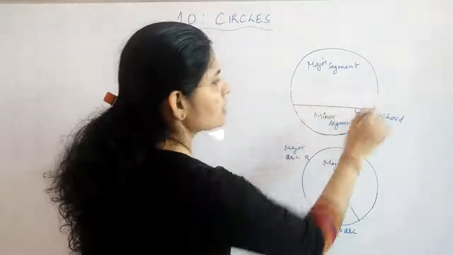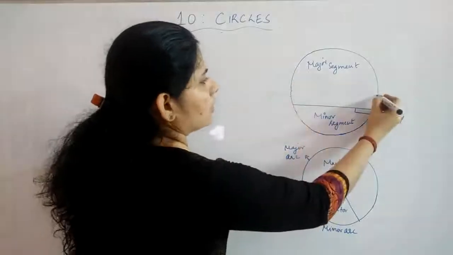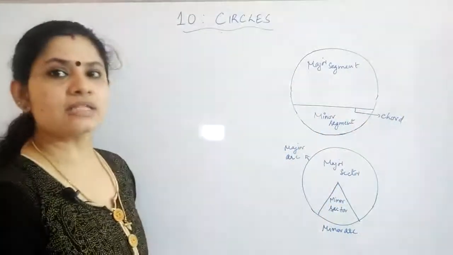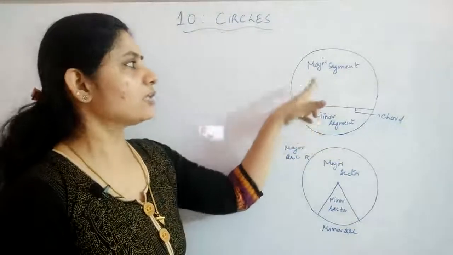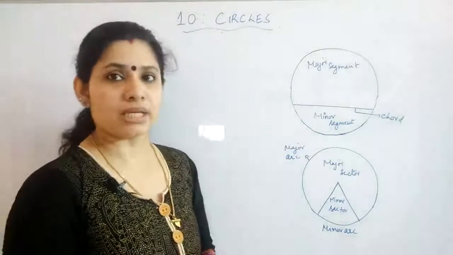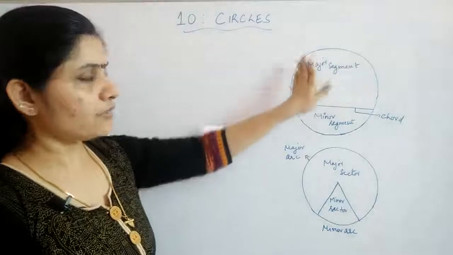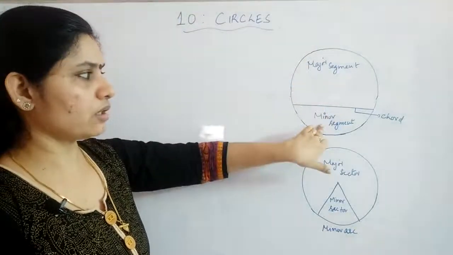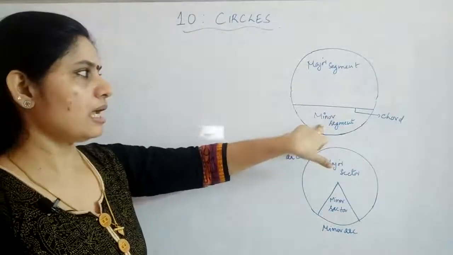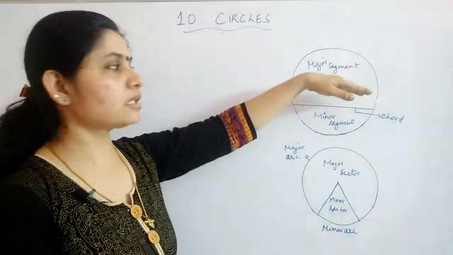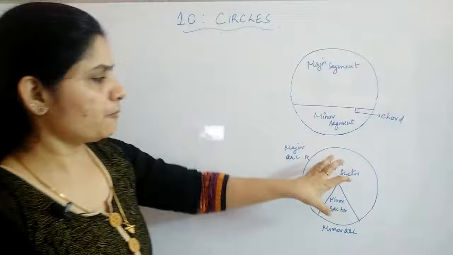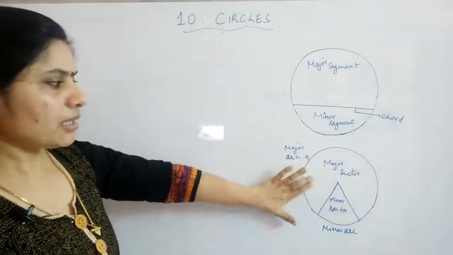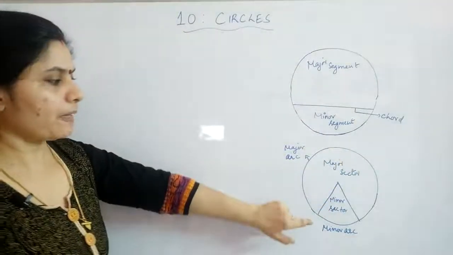Now you can see that you have a line here which is the chord, and this chord is breaking the whole circle into two parts, and those parts are known as segments. The bigger one will be the major segment, the smaller one will be the minor segment. But the diameter, if it is cutting the circle into two, both segments will be of equal measurement, equal area. Now coming to this arc, what is an arc?